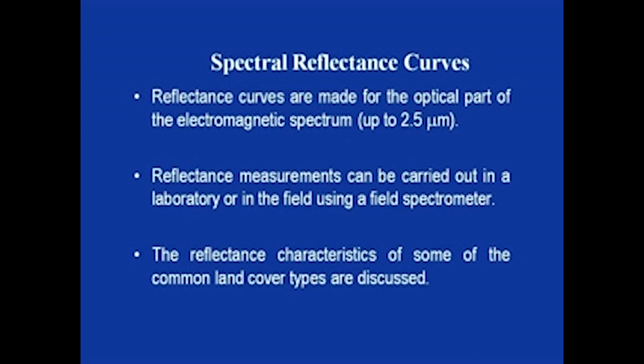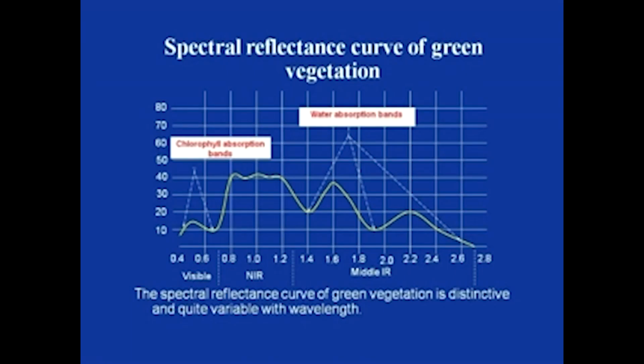The reflectance characteristics of some of the common land cover types are discussed. First of all, there are three broad categories of land cover, that is vegetation, soil and water. So, we first look at the spectral reflectance curve of green vegetation. In this particular slide, we can observe that the spectral reflectance curve of green vegetation is not a uniform one. It varies across different regions of the electromagnetic spectrum.